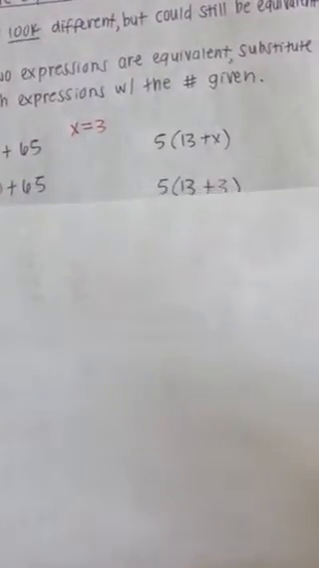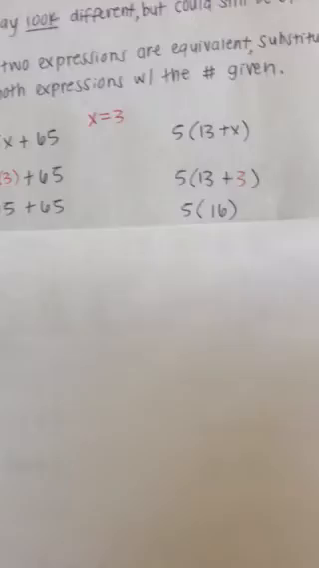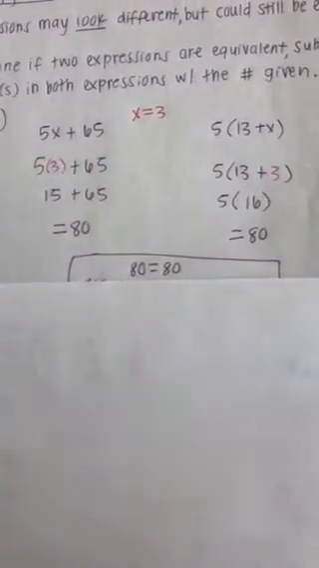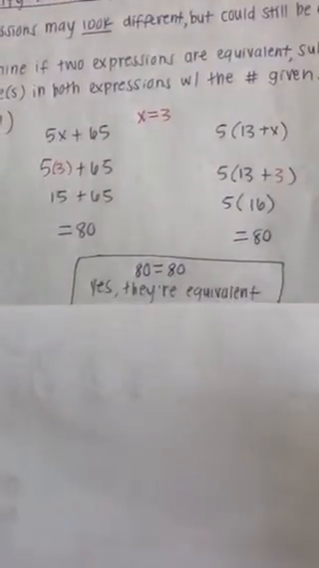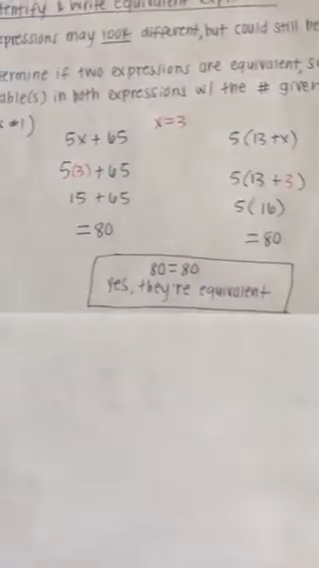Now let's try the other side. We replace the x with a 3. 13 plus 3 is 16. 5 times 16 is 80. 80 equals 80. Those are equivalent. So yes, these are equivalent expressions because we got the same answer on both sides.